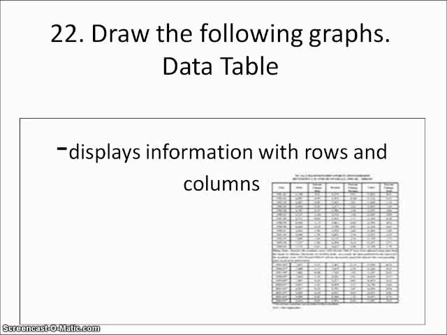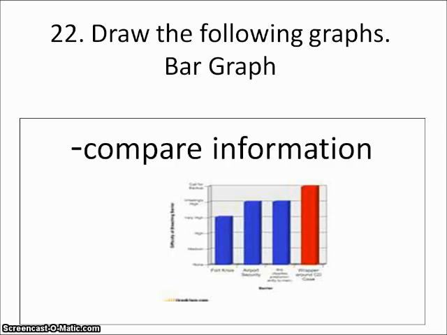The next graph is a data table, and it displays information with rows. There's rows and then columns. And so if you have information and you need to have a chart like that, it is called a data table. Okay, this is a bar graph, one of my favorites. This is to compare information across different categories.